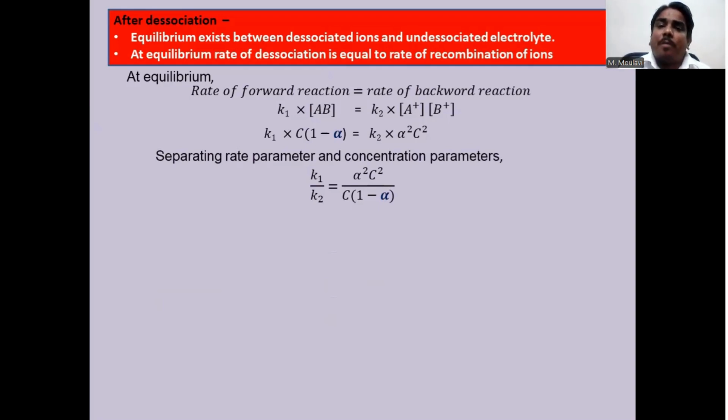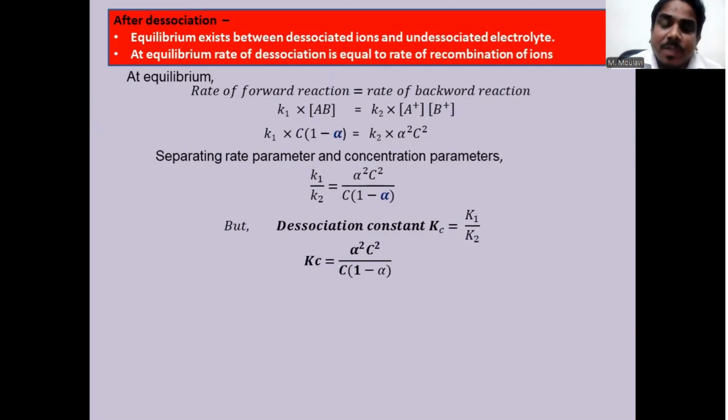But the ratio of the velocity constant for the forward reaction and for the backward reaction is the dissociation constant Kc. So we can write the dissociation constant Kc is equal to alpha square C square divided by C into 1 minus alpha. On further simplifying this equation, the C is cancelled. So we get the dissociation constant Kc is equal to alpha square C divided by 1 minus alpha, and this equation is numbered as 1.